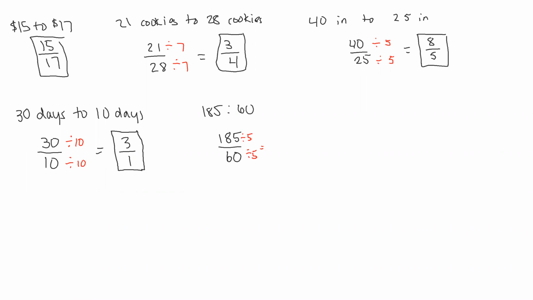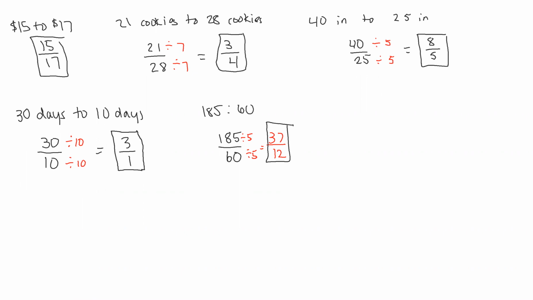Well, 185 divided by 5 is 37. 60 divided by 5 is 12. And that would be our final answer. I forgot to convert back to black ink. All right, so 37 twelfths. Again, do not write it as a mixed number. Leave it 37 over 12.